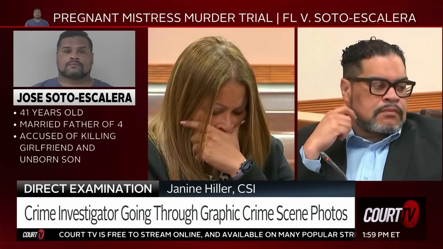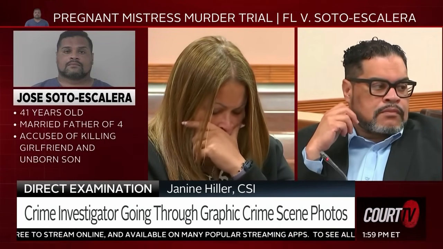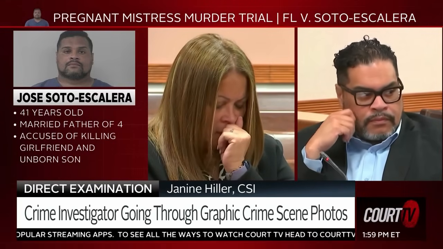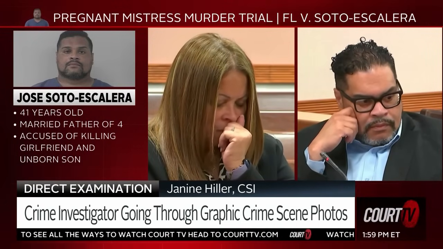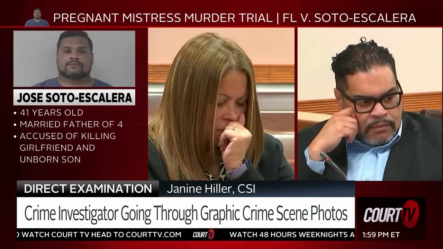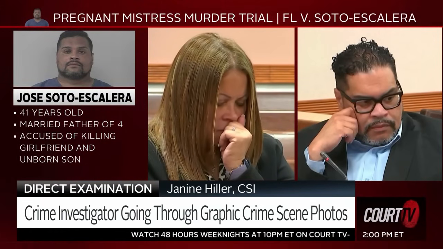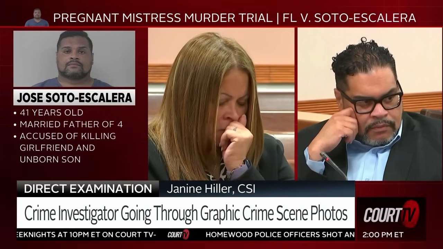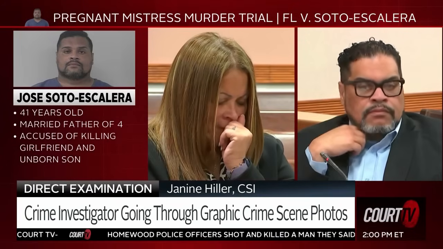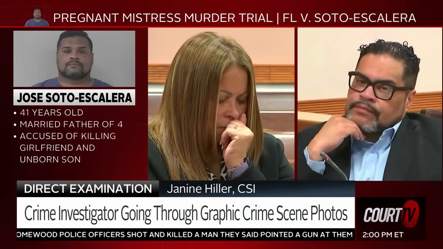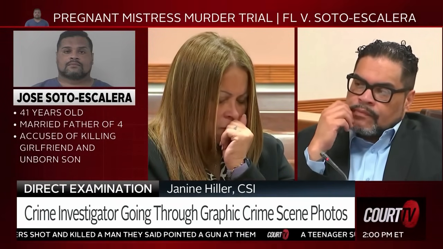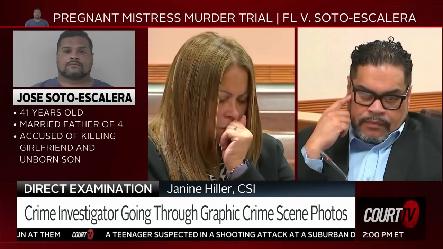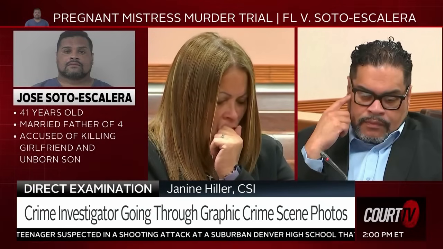State's Exhibit 57. This is kind of showing a position where we can start to see another injury on the left side of her neck, kind of around her collarbone. State's Exhibit 58. And this is just moving in closer to depict that injury that we can start to see on the left side of her neck.